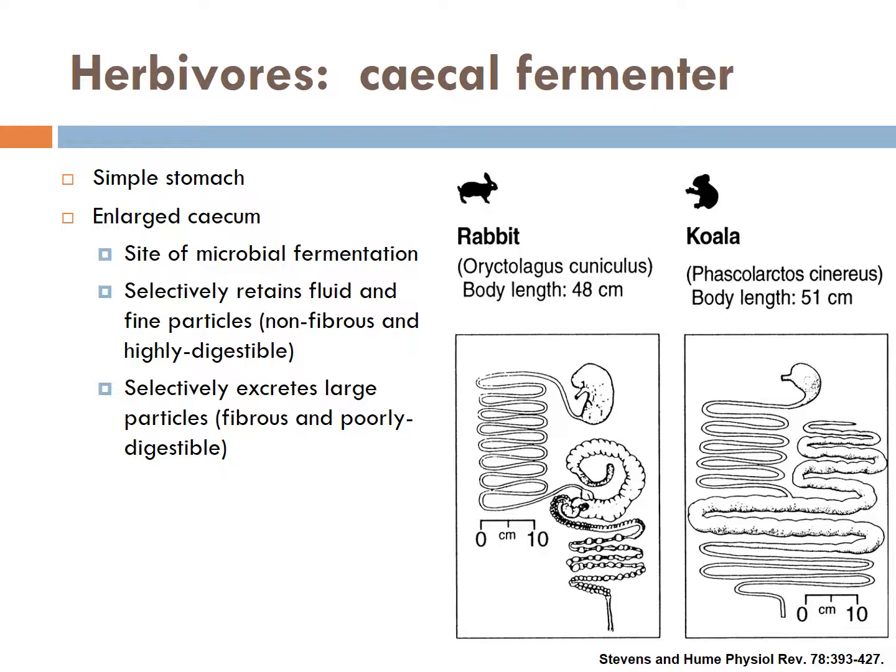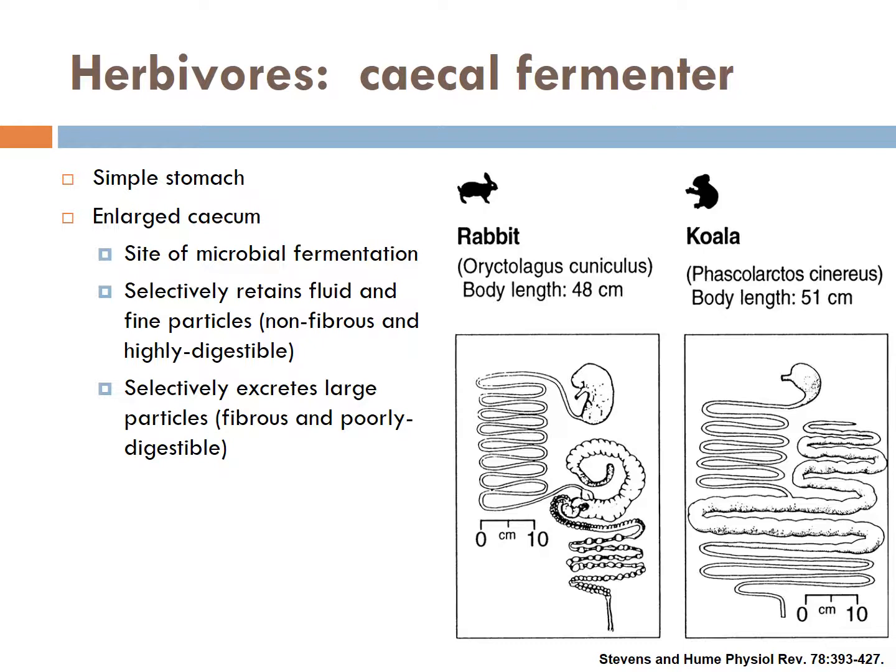You can see the cecum in the rabbit is quite enlarged. The koala has an enlarged cecum. The first part of its colon also appears to be enlarged, but we'll focus just on the enlarged cecum. This enlarged cecum is a site of microbial fermentation. It is unique in that it selectively retains fluid and fine particles, which are non-fibrous and highly digestible. It selectively excretes large particles, which are fibrous and poorly digestible.